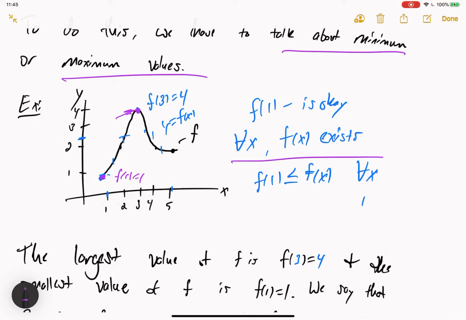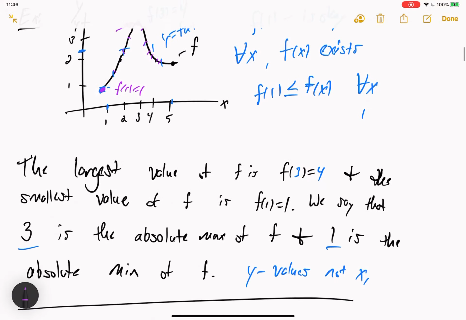So for all x such that f of x exists, basically, x is in the domain. If you choose any other points on this graph, they all correspond to f of x values. You have f of 1 is less than or equal to f of x for all those x's. That's what it means to be a minimum: you want to be smaller than other things around you. Sometimes it can be all things, sometimes it can be nearby things.